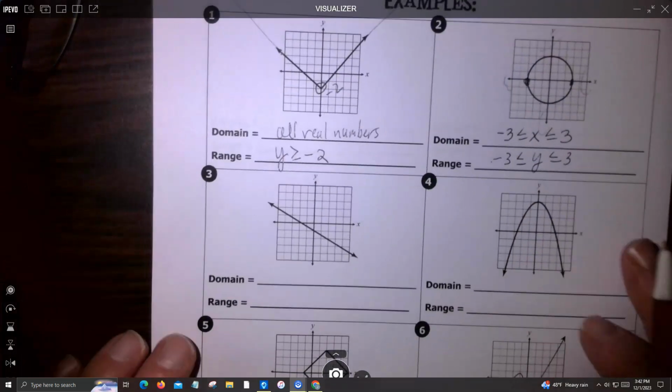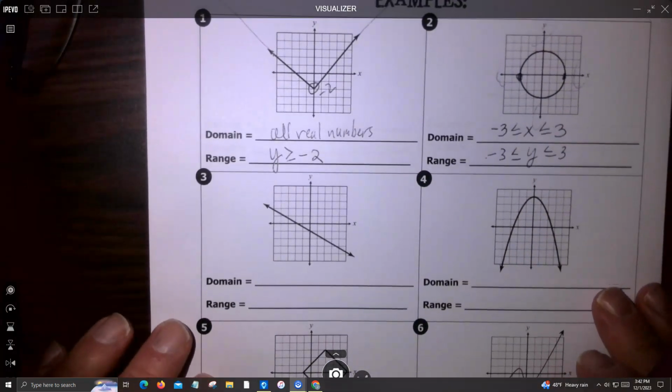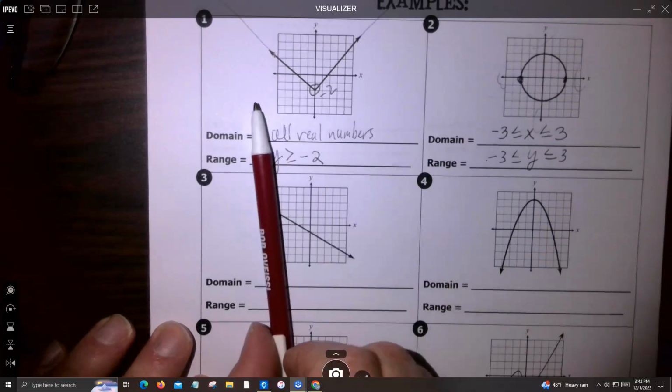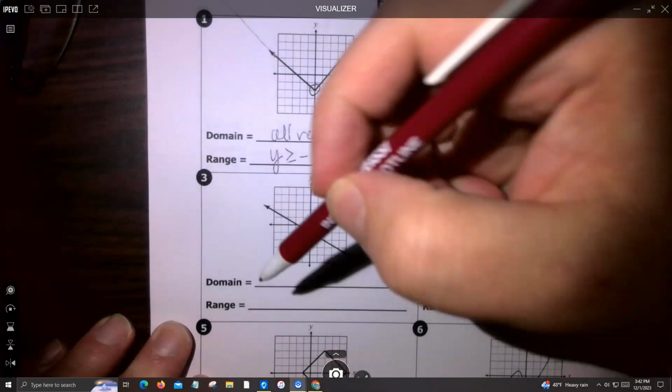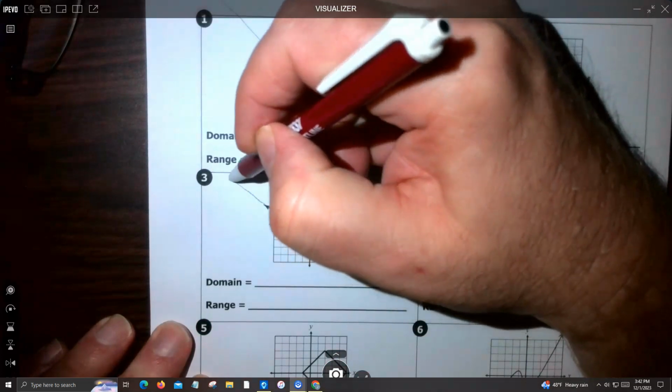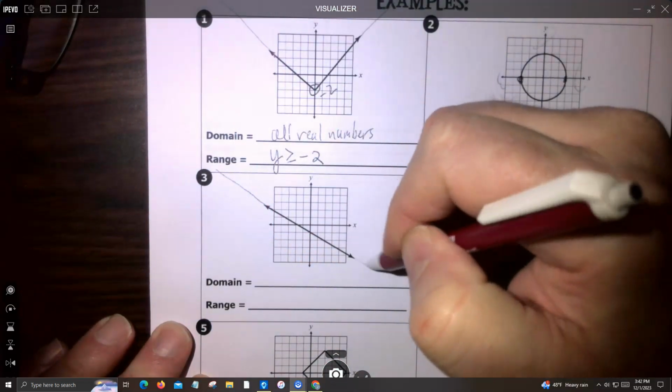Okay? All right. The domain on this one, again, we're doing the domain, so we're going to test this. And remember that these arrow points mean that this graph is going forever that way and forever that way.